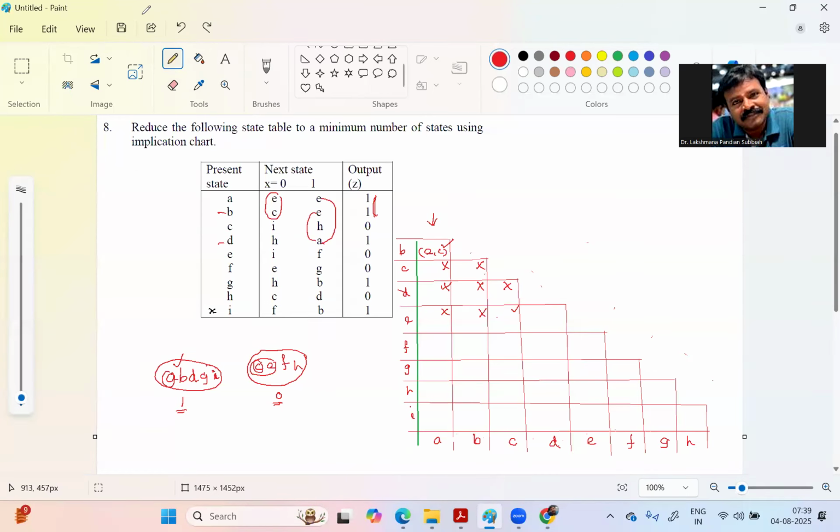HF is the implied pair, so you check it. For CE, the implied pair is HF, and you put that in. Next, DE. DE is different. Then AF. AF has a different output. Then BF. BF is different.